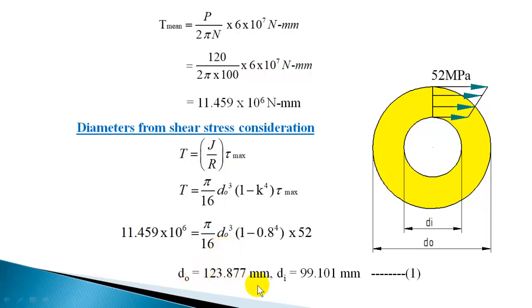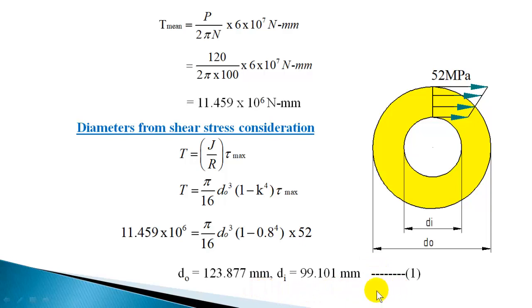123.877 mm. Once you get d naught you can multiply this with 0.8, which will give the inside diameter as 99.101 mm. And these are the outer and inner diameters for satisfying the maximum shear stress of 52 megapascal while transmitting 120 kilowatt at 100 rpm.